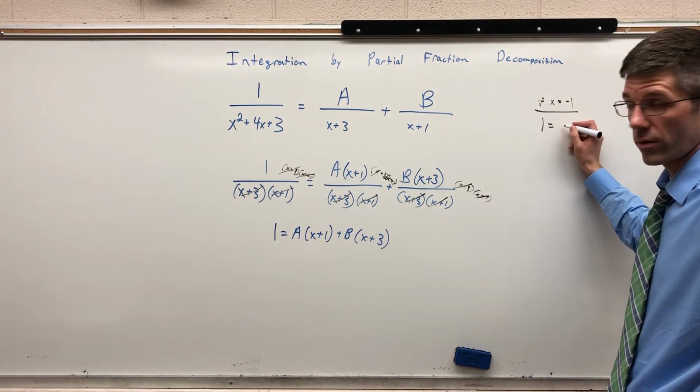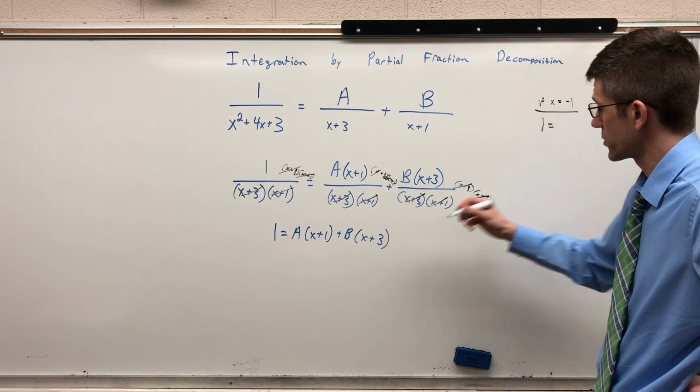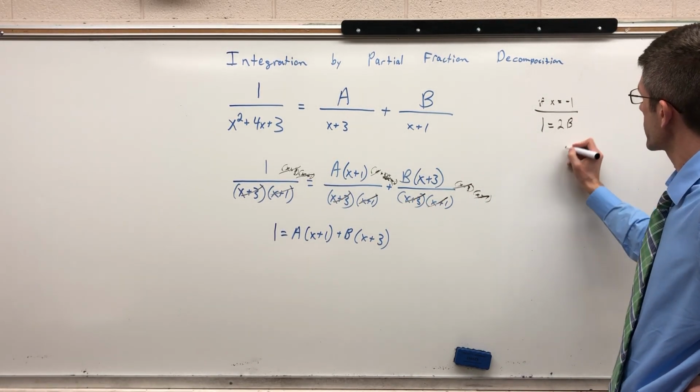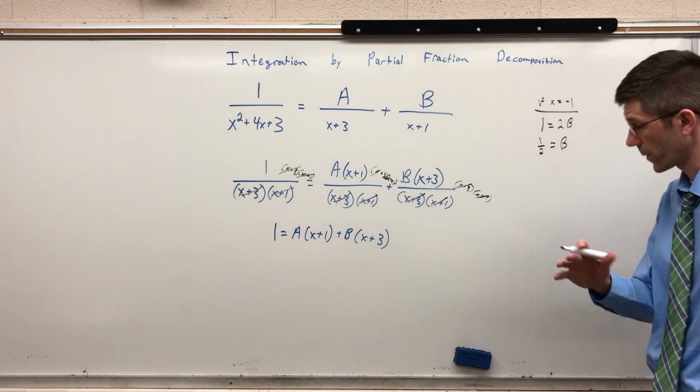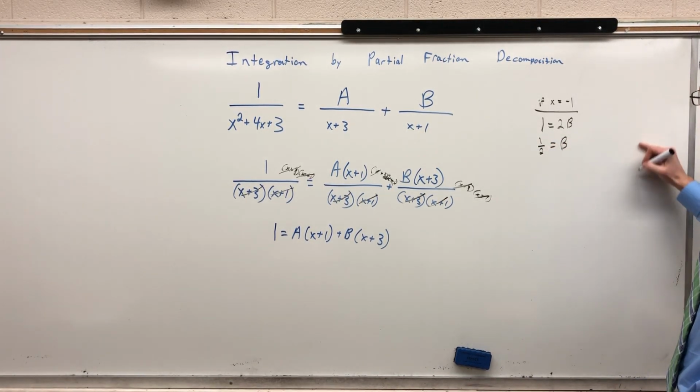When we plug a -1 right there, we're going to have -1 plus 3, so 2, and that's equal to 2B. Well, that's great. Now I know what B is. B is 1/2, and I'm writing it with a bad marker. Okay? So now we're going to figure out what A is.